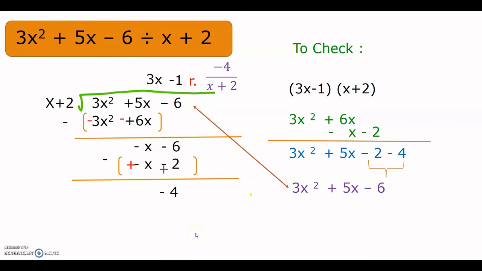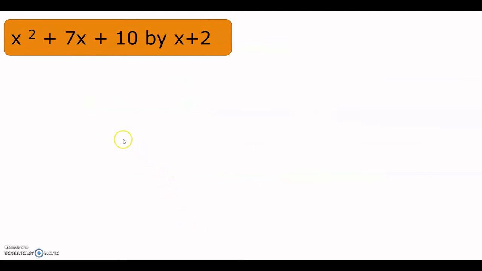Let's go to another example. Here we have x squared plus 7x plus 10 divided by x plus 2. This time we will be using factoring method. So first we will set up our problem. We have x squared plus 7x plus 10 divided by x plus 2.